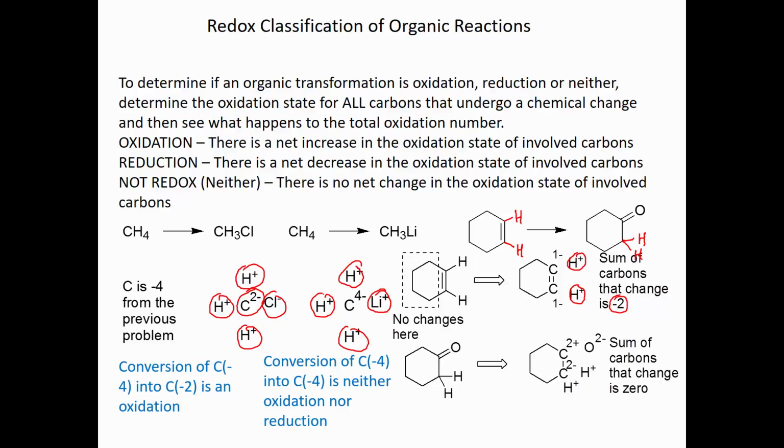Here, oxygen, the C double bond O is going to be an O2-. That means this carbon must be a 2+. The 2 hydrogens, they're each going to be H+, so this has to be 2-. When we add +2 and -2 together, we get 0, so the sum of the carbons that change is 0. Our net total oxidation number at carbons goes from -2 to 0.